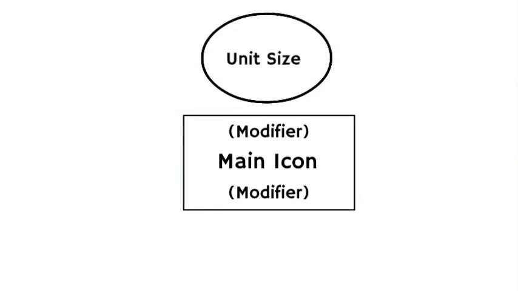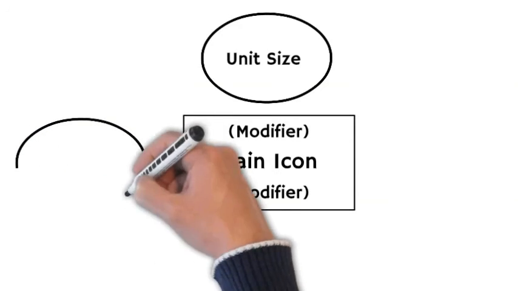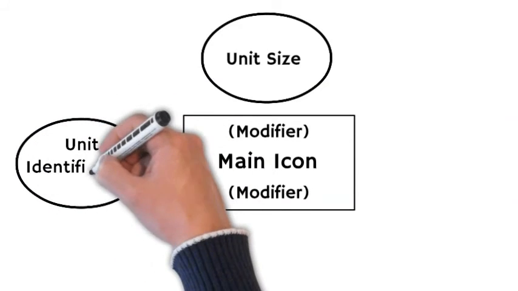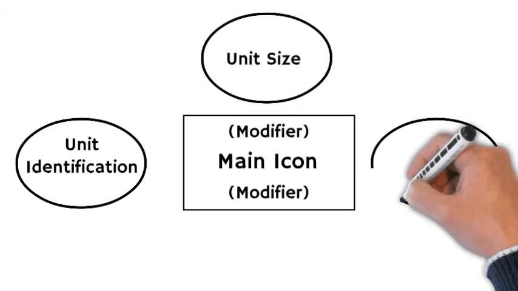There are two more items that surround the frame. The unit identification goes on the left side of the frame, while the higher echelon goes on the right side of the frame.